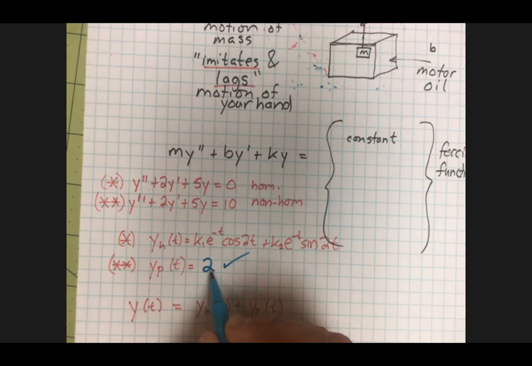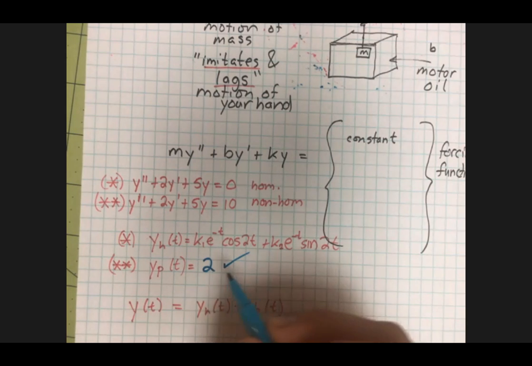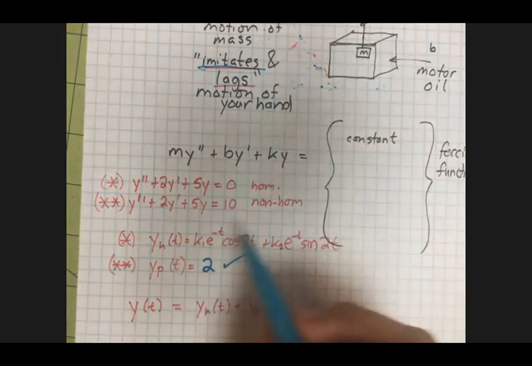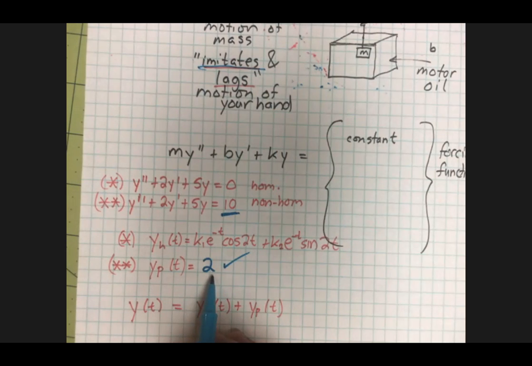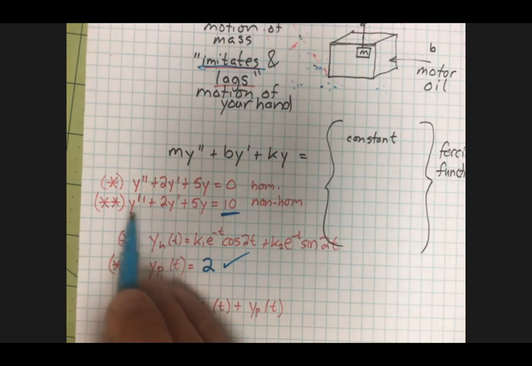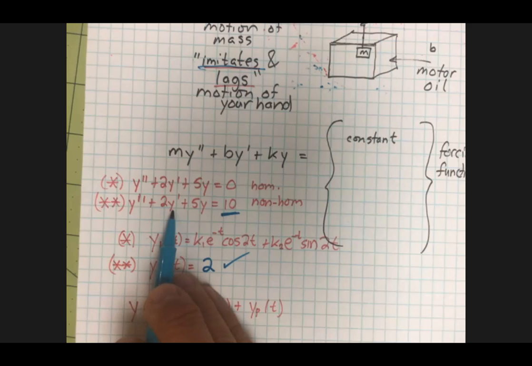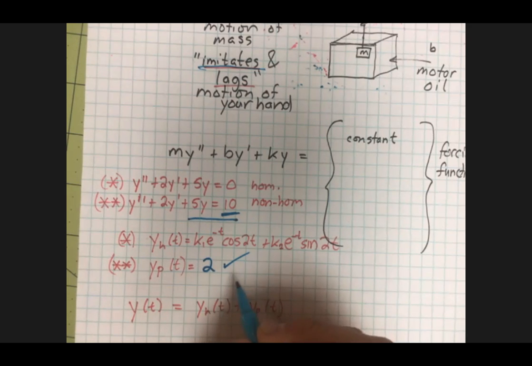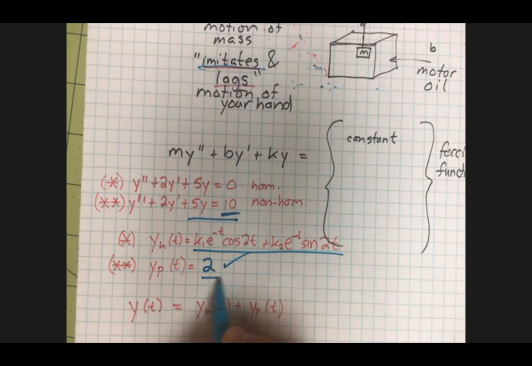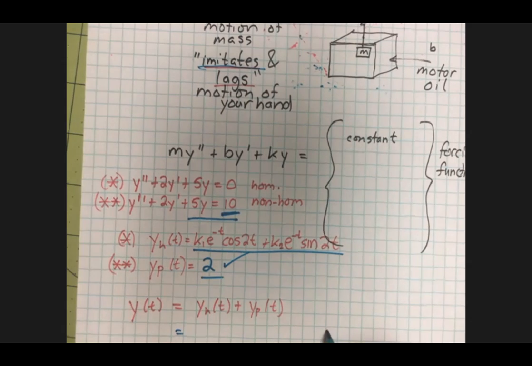But how did I know it was 2? I used the imitate idea. The yp has to imitate the driving function. If the driving function is a constant, the yp has to be a constant. And then I only needed to search for an appropriate constant. And since constants contribute nothing to the derivatives, the appropriate constant was going to be the constant that solved the equation 5y equals 10. I got the answer. I got my yh, I got my yp.